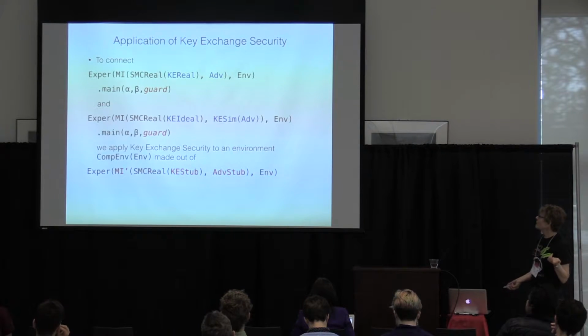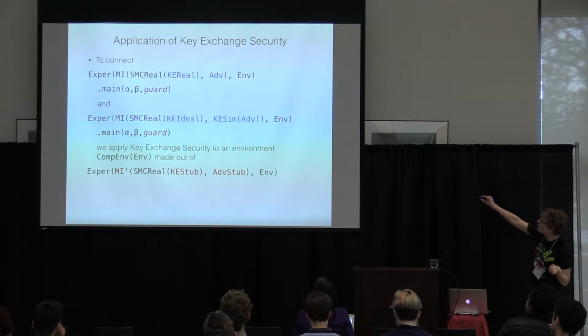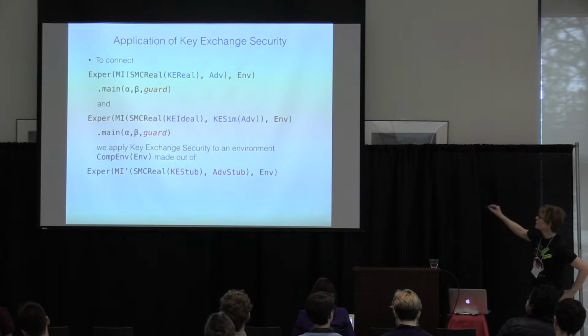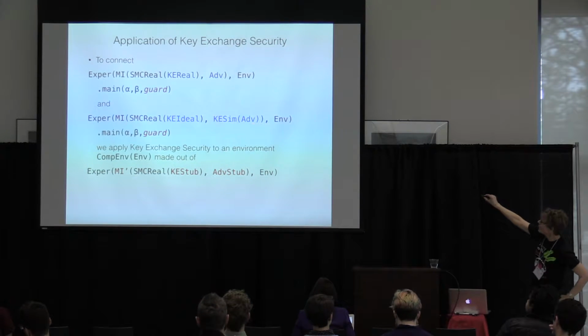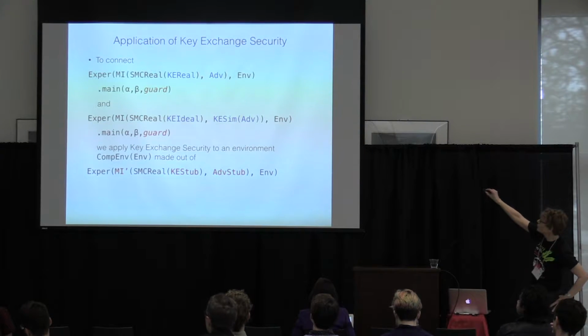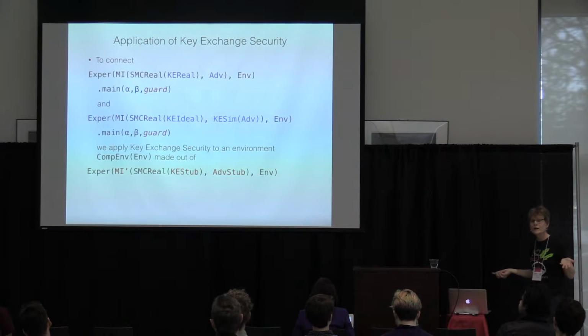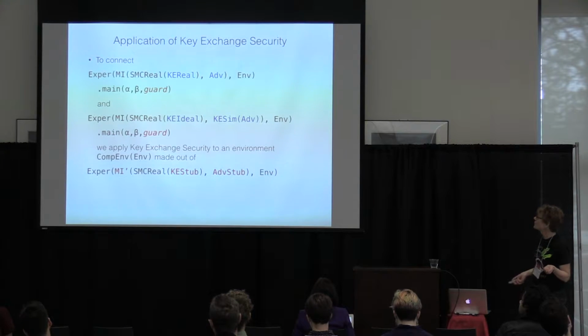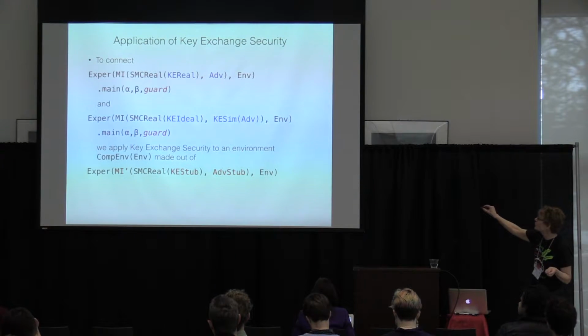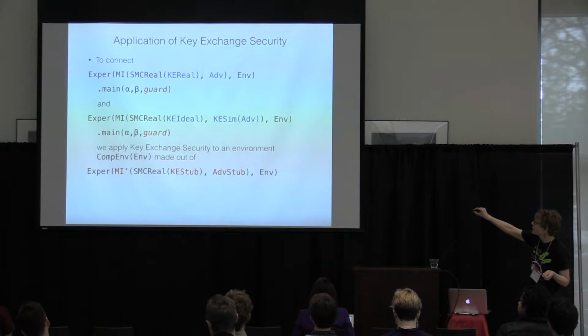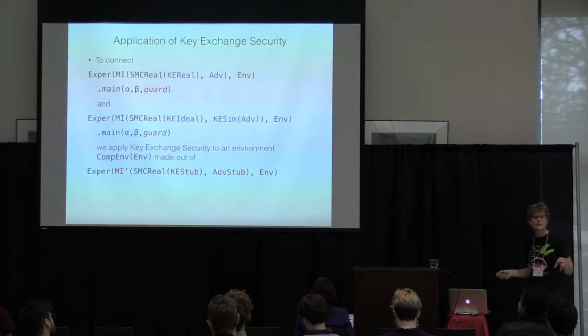Then we have to lift that security theorem to the context of SMC real. So we've got KE real and KE ideal. We've got this bit in blue that we've done a proof about, but we want to use it in a context. This is an instance of the UC security theorem. And how do we do that in EasyCrypt? Well, we apply key exchange security to a composed environment that's built out of this experiment that's here. So it's got SMC real within it. And then these mysterious stubs for key exchange in the adversary, which I'll show you in a minute.